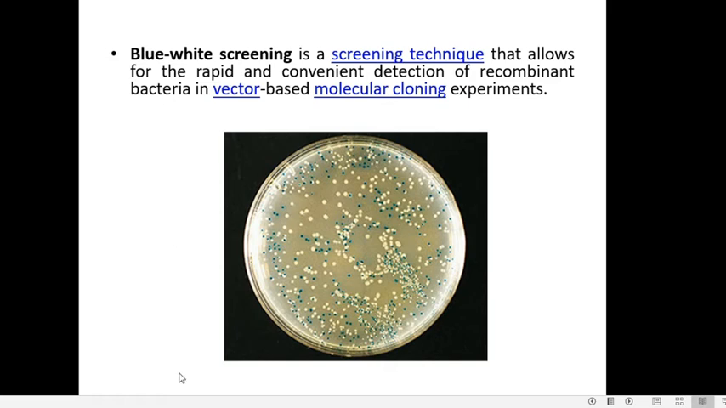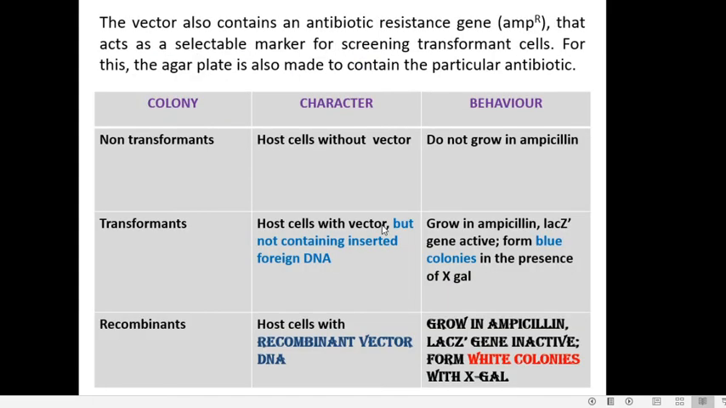But the question is, there will be cells which never take up any foreign DNA or any pUC19. They are simply the raw host cells which do not contain the vector. They neither contain the vector nor the foreign DNA. They will contain only omega peptide. So in the presence of X-gal, they will also give white color. So we may confuse between such cells. That means the non-transformant cells and the recombinant cells, because both will have white color.